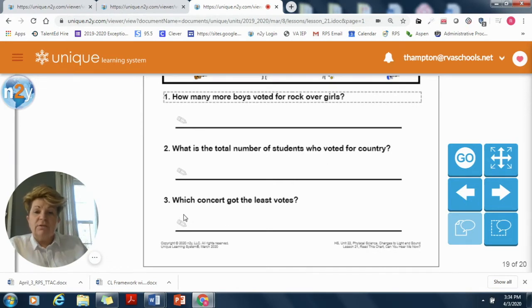Next question. Which concert got the least votes? Now, least, we have to think about that. Does least mean that it was the greatest number or the smallest number? Least. The smallest number. Very good. So which concert got the least votes?